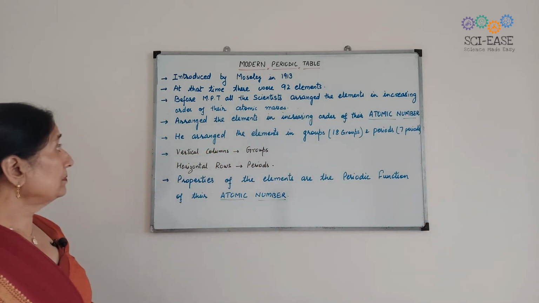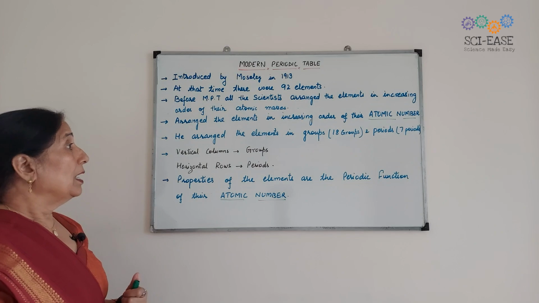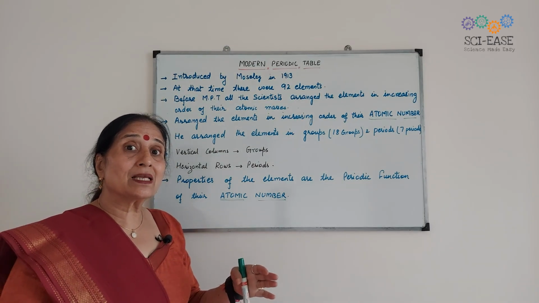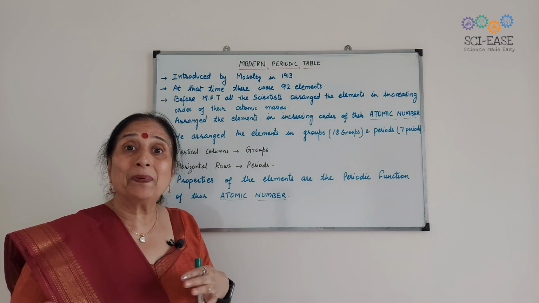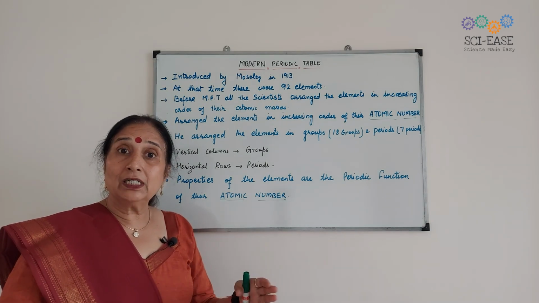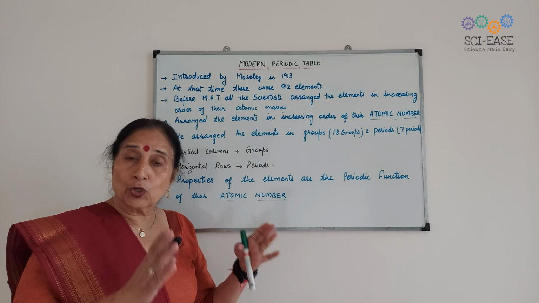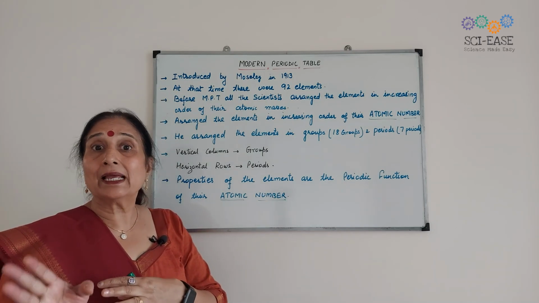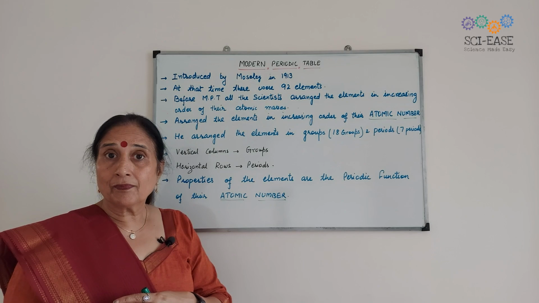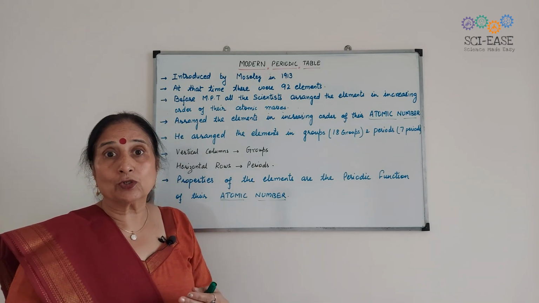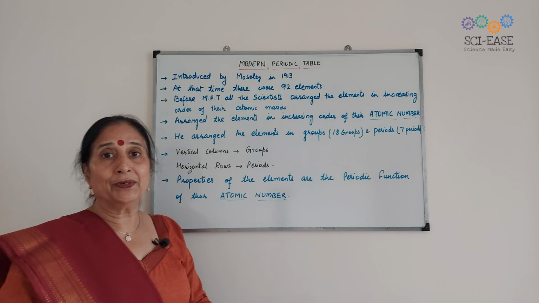Okay? Now, he arranged these elements in the form of groups and periods. There were 18 groups and 7 periods in his periodic table. Okay, what are periods and what are groups? That I am going to tell you.